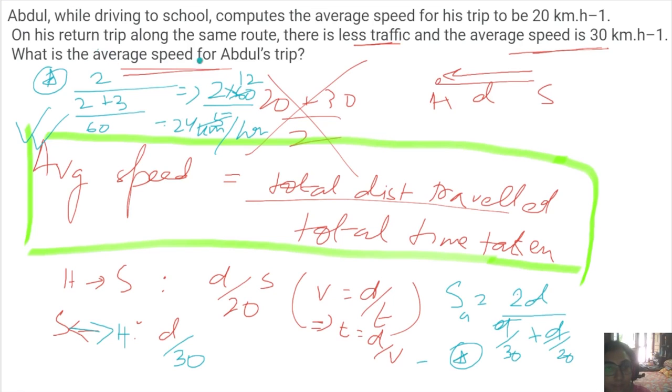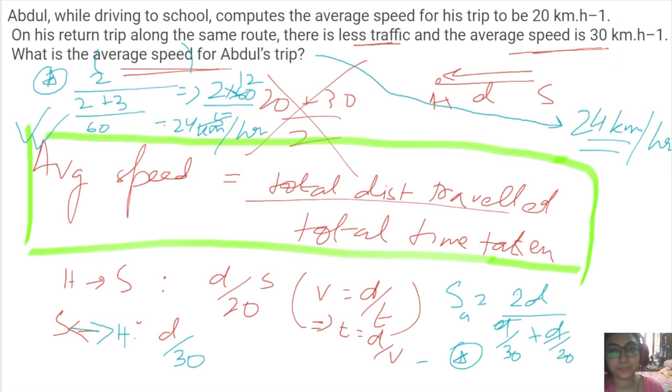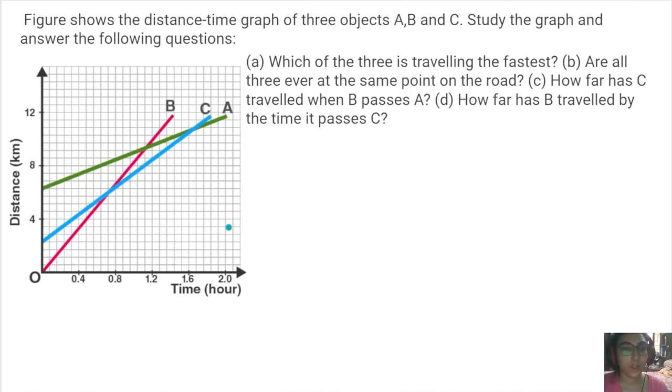So what is the average speed for Abdul's trip? It is 24 kilometers per hour. I hope this is clear. Okay, now we come to the graph.